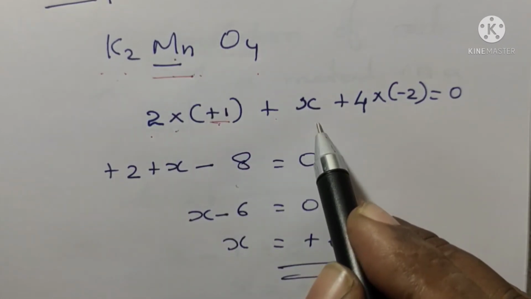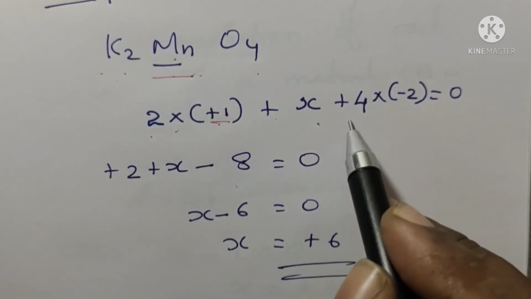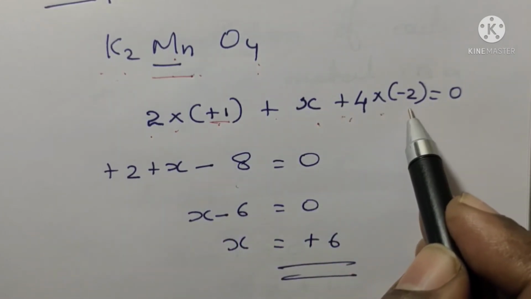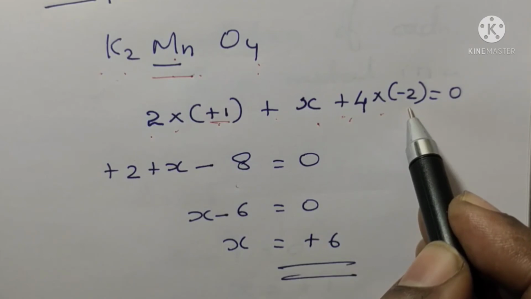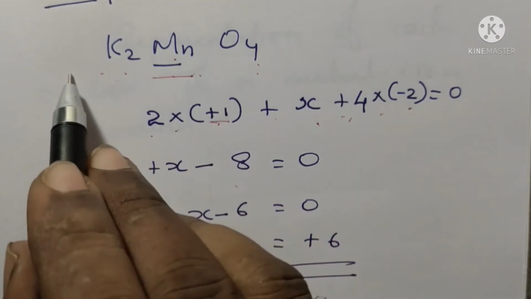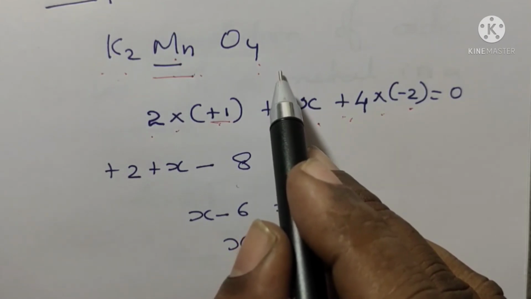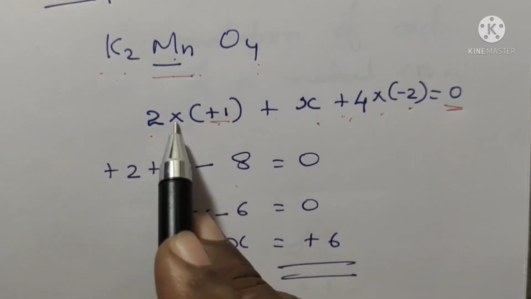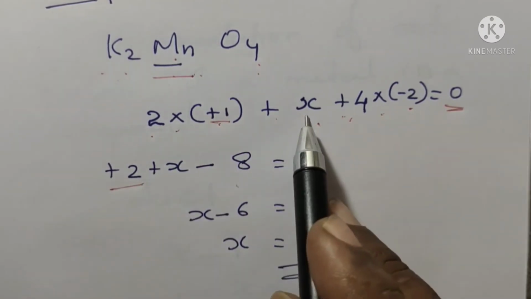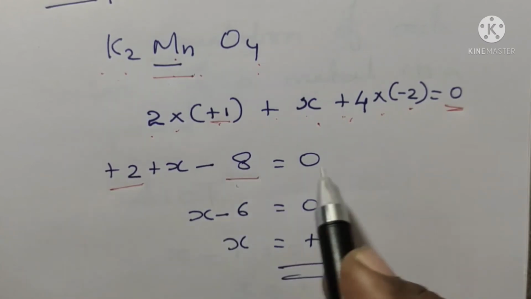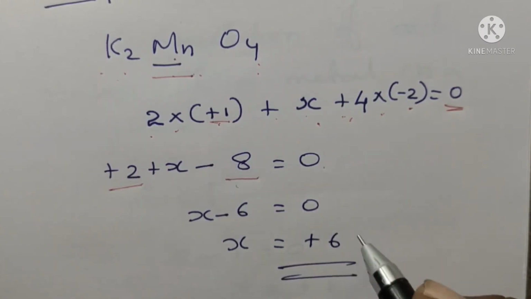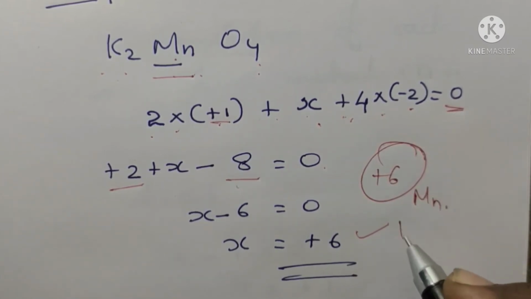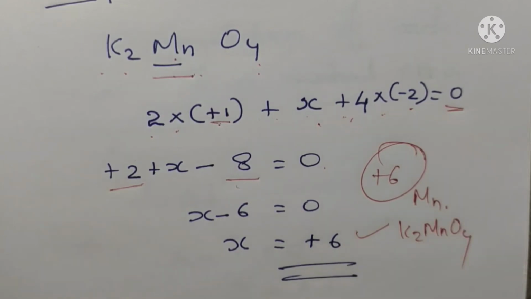So it is X, plus 4 oxygen. So 4 into, for 1 oxygen it is -2. We studied that the algebraic sum of oxidation states of all the elements is equal to 0. That is 2 into +1, +2, plus X, plus 4 into -2, which is -8, equal to 0. Therefore X equals +6. So +6 is the oxidation state of manganese in K2MnO4.